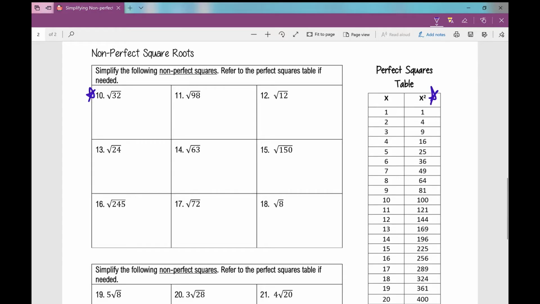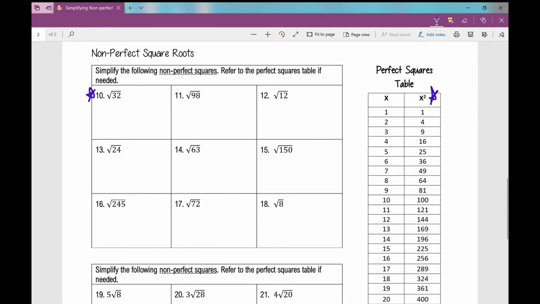When I simplify a non-perfect square, now in middle school, you might have just plugged it into your calculator and rounded to the nearest hundredths place or something like that. We don't do that in upper level math. We simplify it into non-perfect square roots, and it's just a way that we can write an exact answer. We aren't rounding, so it's perfect.